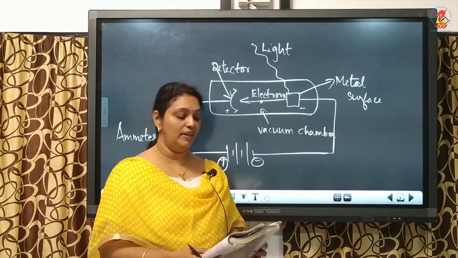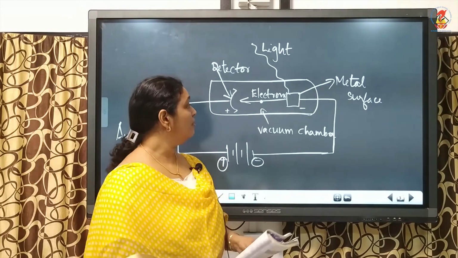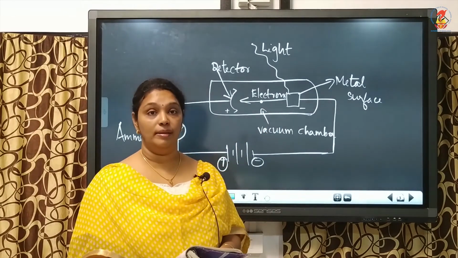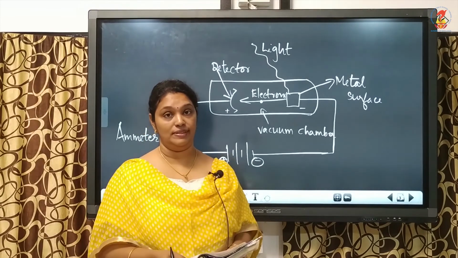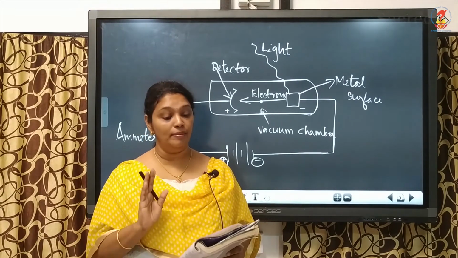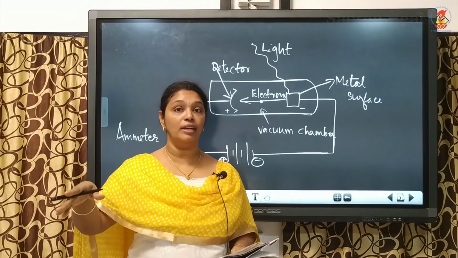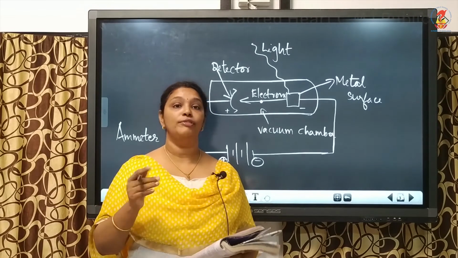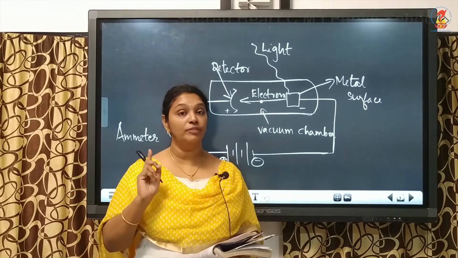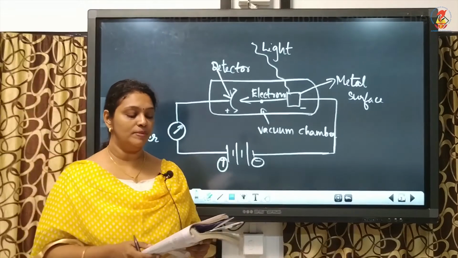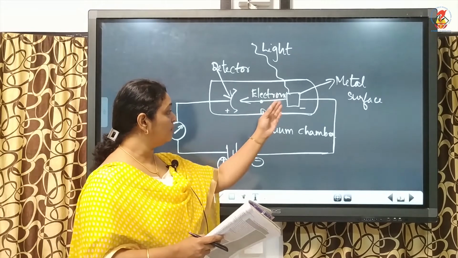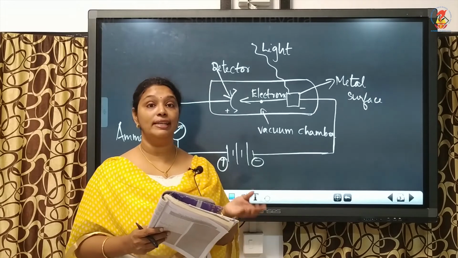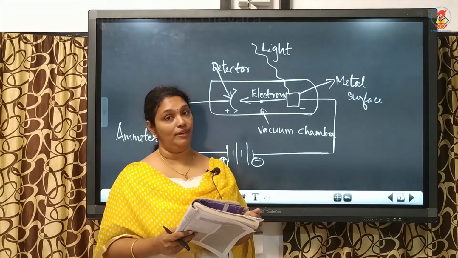The first observation is that the electrons are ejected from the metal surface as soon as the beam of light strikes the surface. That is, there is no time lag between the striking of light and the ejection of electrons from the metal surface. That is the first observation. Now, the second observation is that the number of electrons ejected is proportional to the intensity or brightness of light.